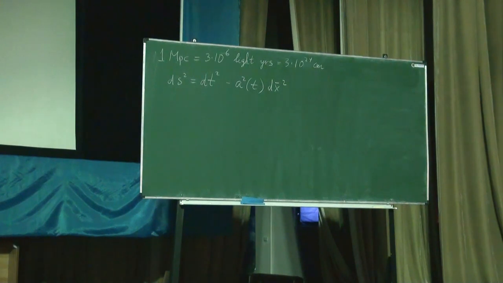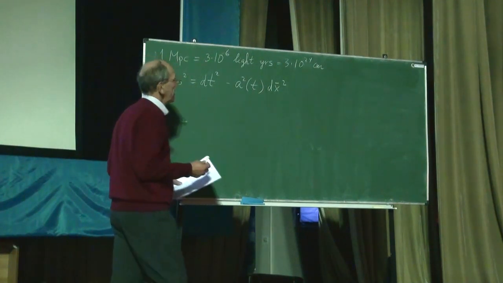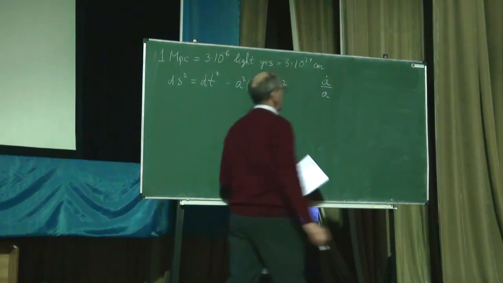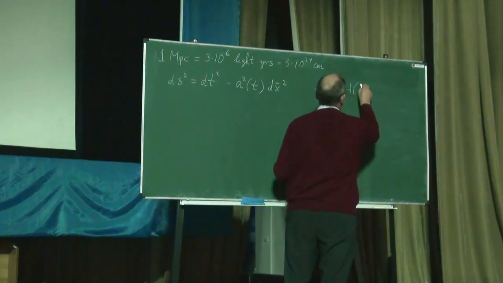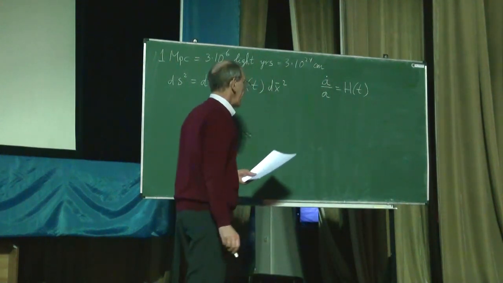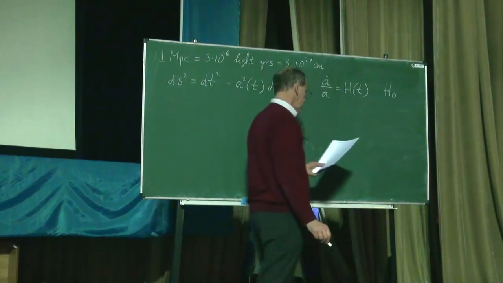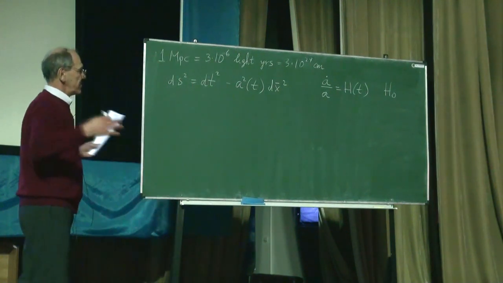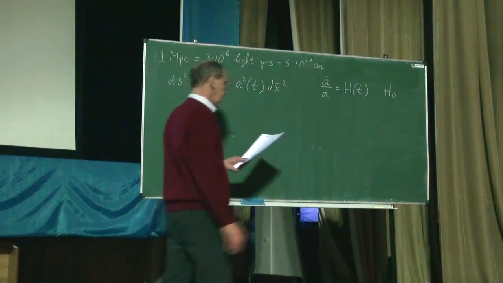So essentially, when we're talking about the expansion of the universe, we want to know how the scale factor changes with time. Okay? And the rate of this change is the ratio a dot over a, which is called the Hubble parameter. It depends on time, and its present value is denoted by H0. H0 is the Hubble parameter. And since the universe expands, the space stretches out, the wavelength of a photon also increases in time.